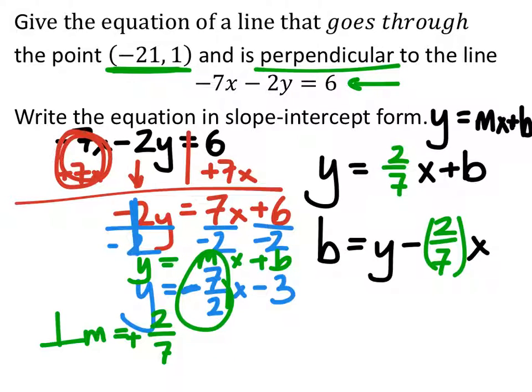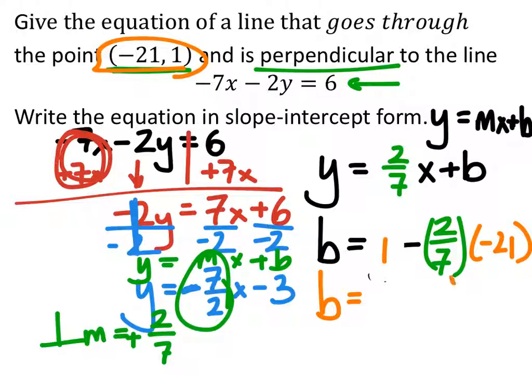And then in addition to that, we have the point up here, (-21, 1). The x value is that -21 right there, so I'm going to replace that with -21. And the y value is the 1, so I've got 1 - (2/7)(-21). And when I solve this, 2/7 times -21, that would be -6. So I've got 1 - (-6).